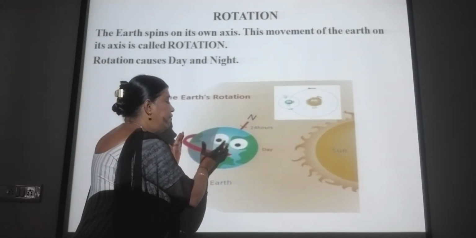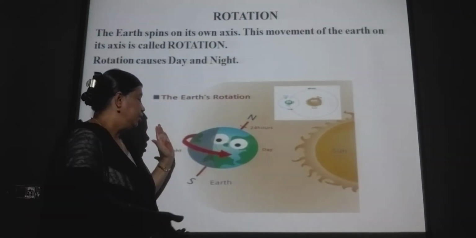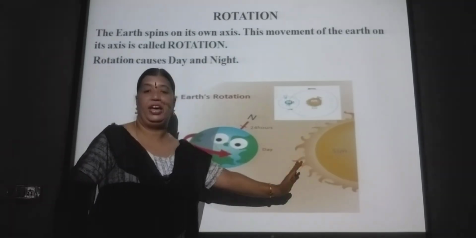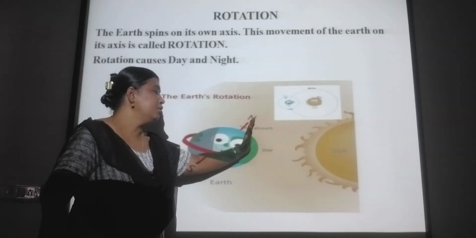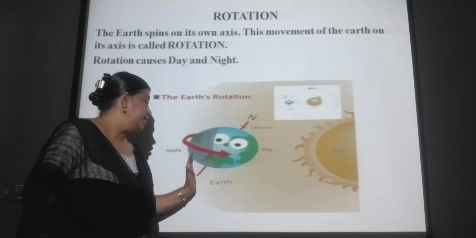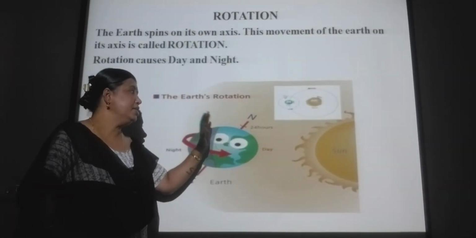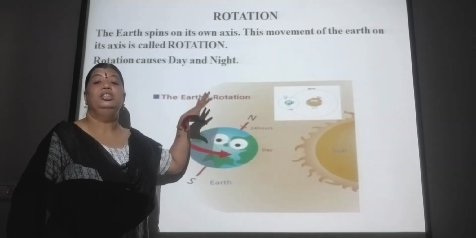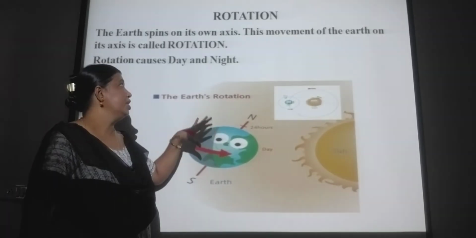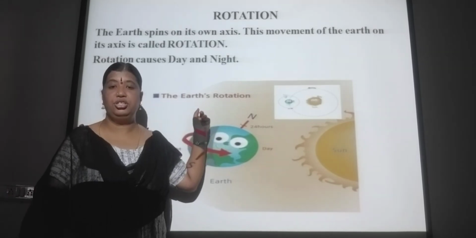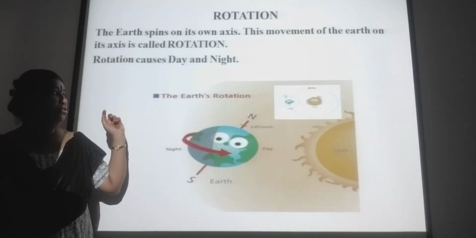Now, slowly when the earth moves, the north pole will go away and the south pole will face the sun. So the north pole will have the night and the south pole region will have the day. Now, this is called rotation. This rotation helps in the formation of day and night. Understood, children? Right. Now, let's go to the next one.